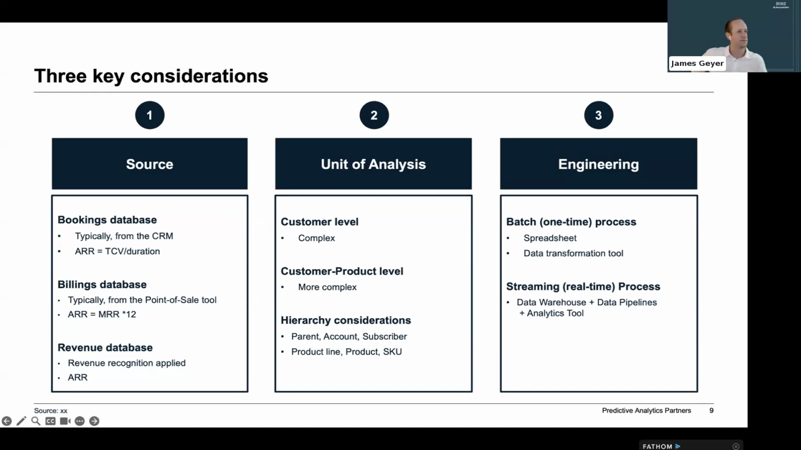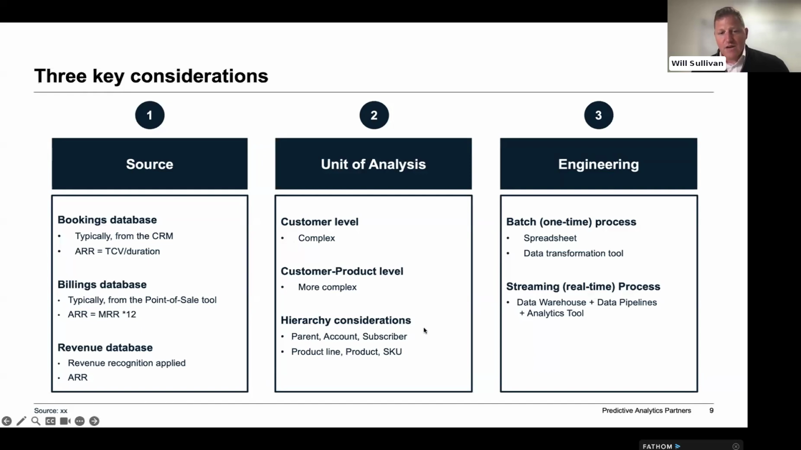Good to know. All right, let's do unit of analysis. That was a lot of detail. This is really the other big complexity here: what level are you analyzing the movement of ARR? Is it a customer level or a customer product level? Let me be clear. Customer level is still very complex. It's just less complex than doing it at a customer product level.